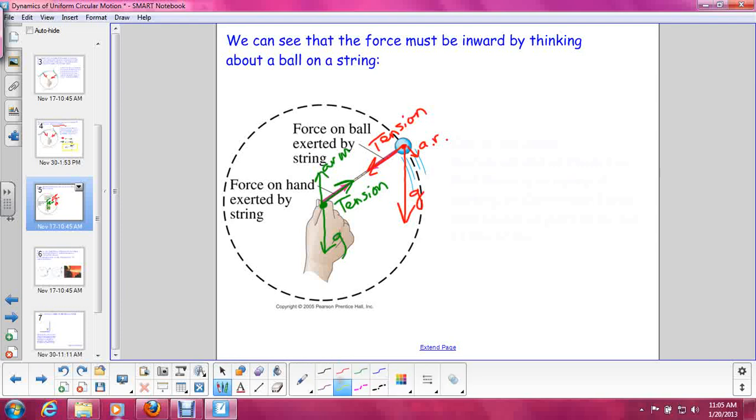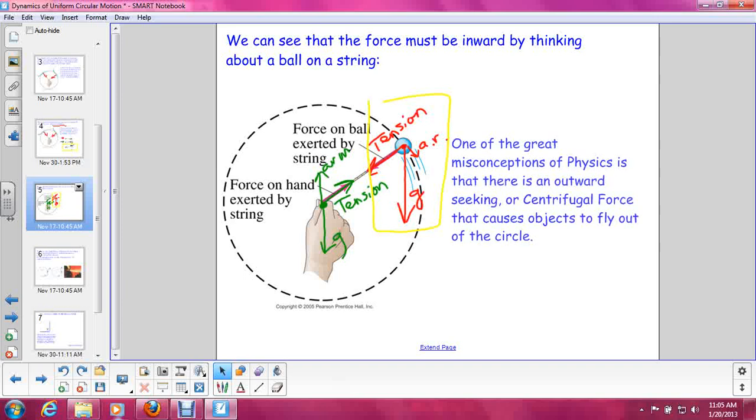And if we look at this object, we know the tension of that string is always toward the middle of the circle. One of the great misconceptions about physics is that there is an outward force, that there is a force acting on this object traveling in a circle going that way. There is no such thing. Most people call this a centrifugal force, and it causes objects to fly out of the circle. This does not exist. It is not a real thing.